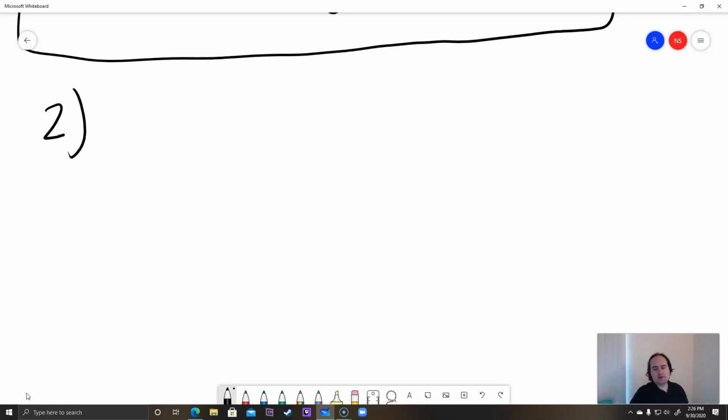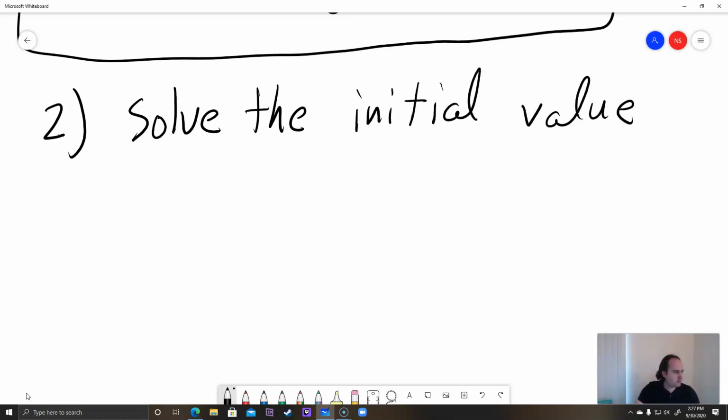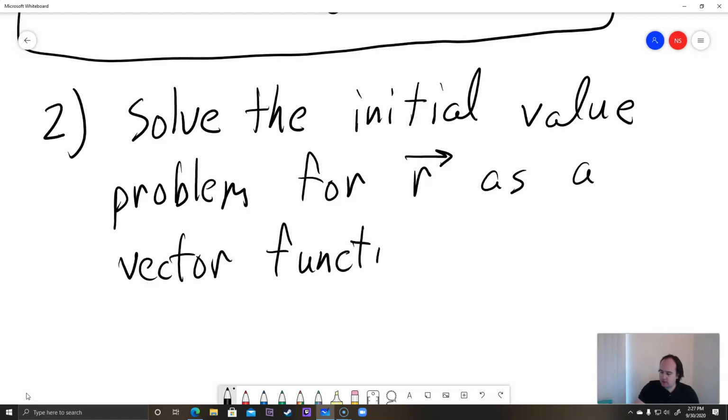So they can take a while to do, so I'm just going to do one of them. Okay, so for this one, for example number 2, they want us to solve the initial value problem for R as a vector function of t.